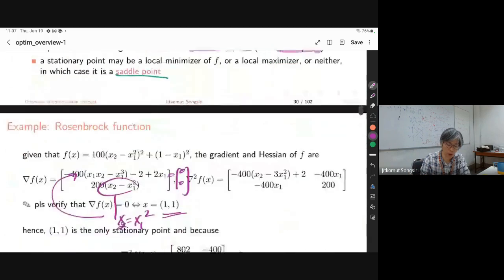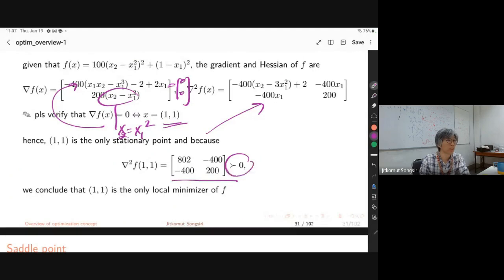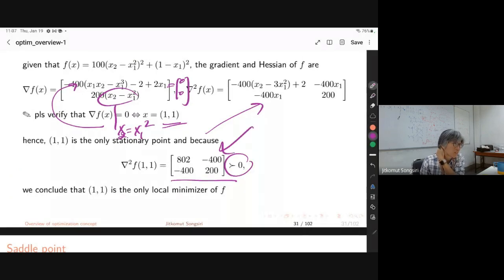So I'm going to verify the second order derivative. I plug it back into this Hessian and find that the Hessian matrix at (1, 1) is positive definite. How can I check? For 2 by 2, right?